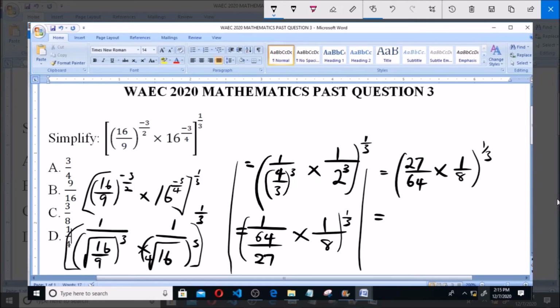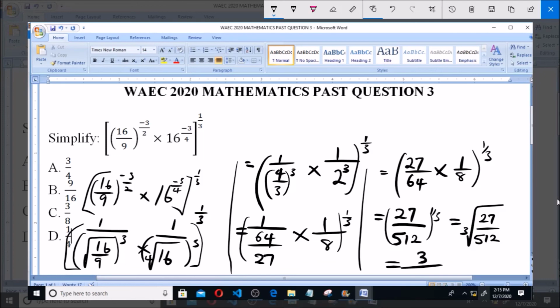So this is equal to 27 over 64 times 8, which gives us 512, raised to the power of 1/3. Now this is equal to the cube root of 27/512. Now the cube root of 27 is 3, and the cube root of 512 is 8. So the answer to this question is 3/8, and that is option C, 3/8.